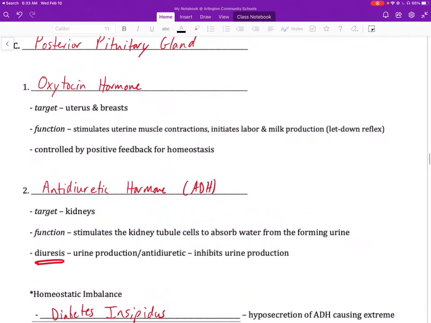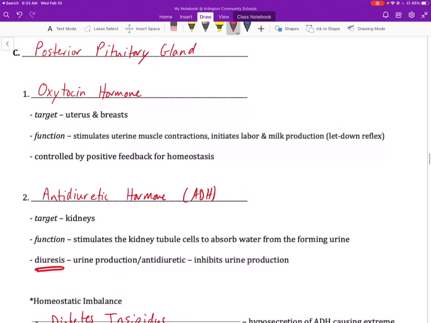Basically, our hypothalamus goes to our posterior pituitary gland, which then releases oxytocin, which then goes to the target cells and says, okay, we need more. So it's going to tell the hypothalamus to keep releasing, and it's going to go through this continuous cycle.